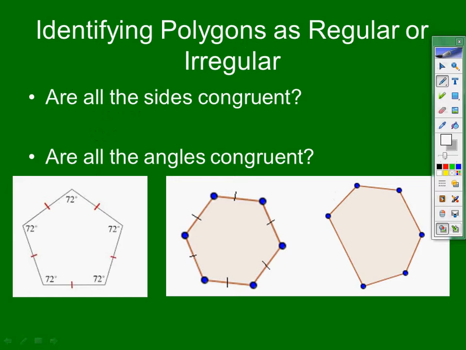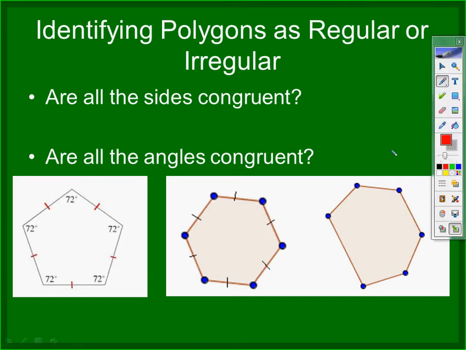When looking at polygons and trying to determine if they are regular or irregular, regular means that all sides are congruent and all angles are congruent. Irregular means that either none of the sides are congruent or less than all of the sides are congruent, or that there's at least one angle that's different than the other angles.